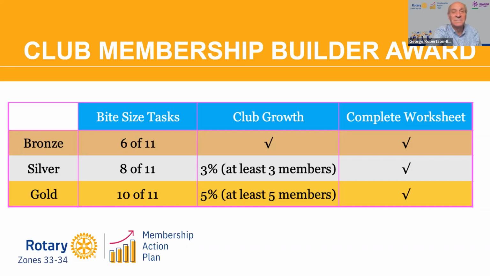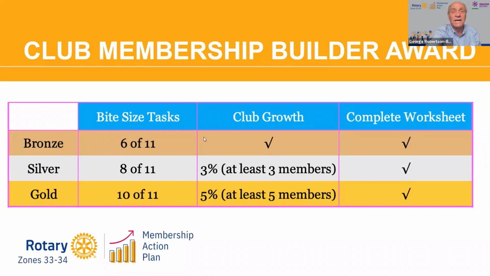The last element for the club award is the achievement part, growth. Yes, unsurprisingly, the club has to show growth for the 2022-23 year. And now I'd like to identify the criteria for district awards, and there are only 2 criteria.